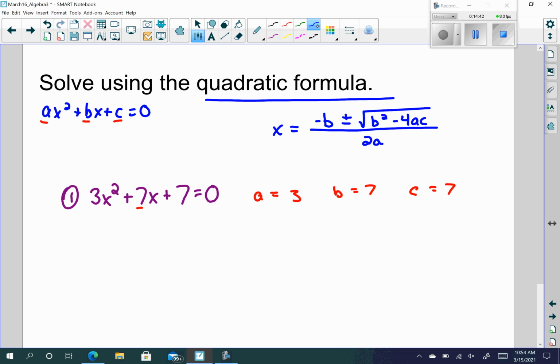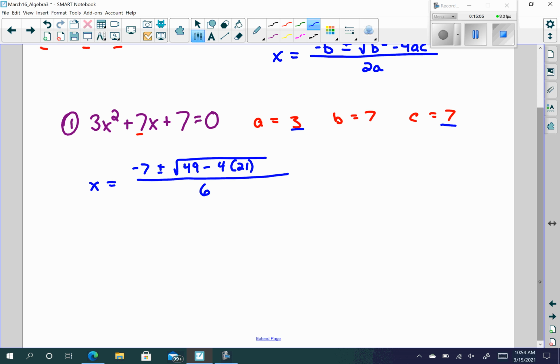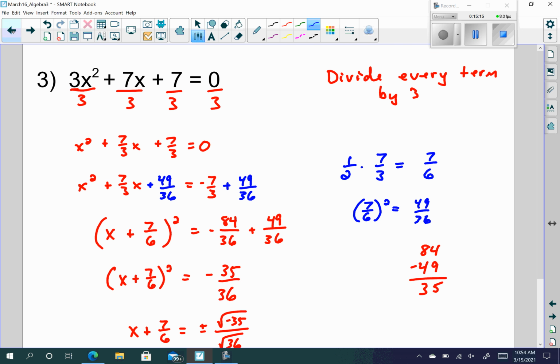So as I go to use the quadratic formula, x is going to equal the opposite of b, so we get -7 plus or minus the square root. Now, b squared will always come out to be positive, so 7 squared is 49 minus 4 times a times c, which is 21, all over 2 times a, so that's 2 times 3, which is 6. Now we have nothing but numbers to work with. So I still leave the negative 7 plus or minus. This will give me 49 minus 84. Didn't we do that in the other problem? We had negative 84 plus 49 all over 6.